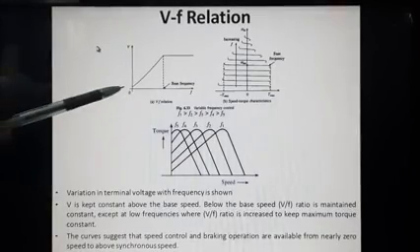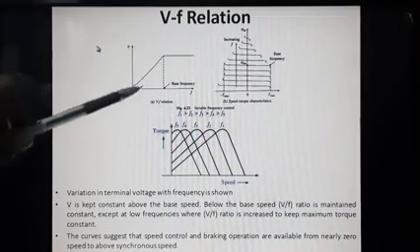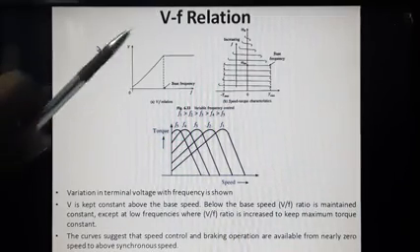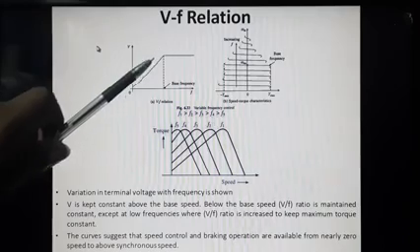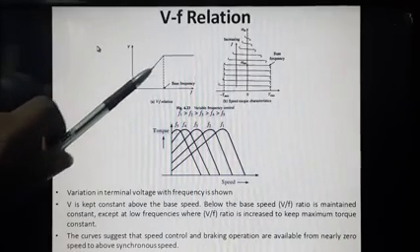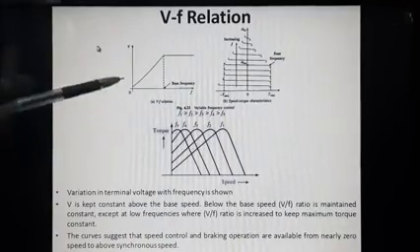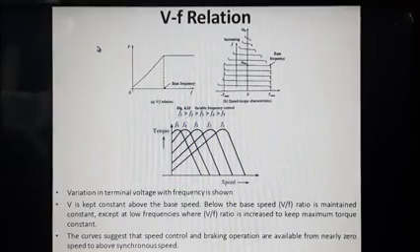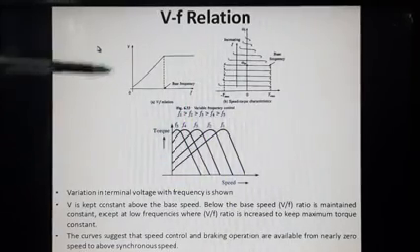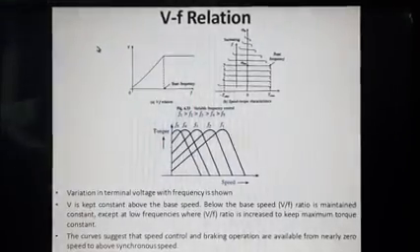But if you are seeing here, there is actually a problem with the usual behavior. If the V by F was retained constant, then definitely this graph must start from origin, and the slope also must be a perfect linear one. But why is it not starting from origin, why is it having such a behavior? We will analyze it. Before going into detail of this, let us see the speed torque characteristics.